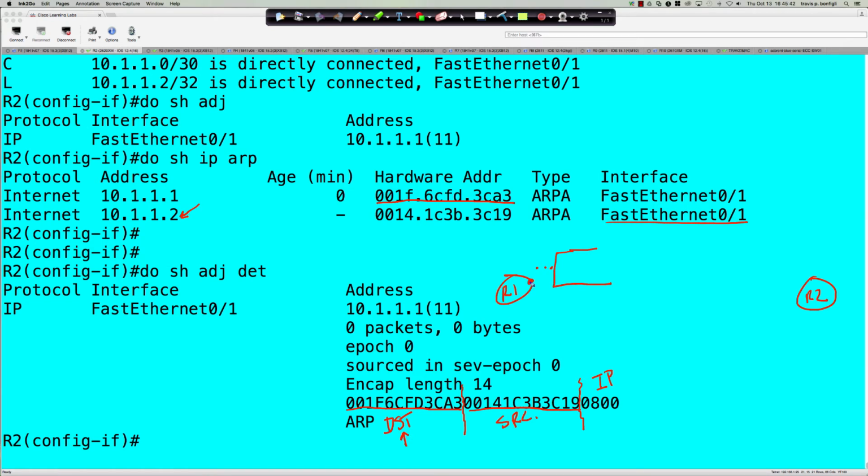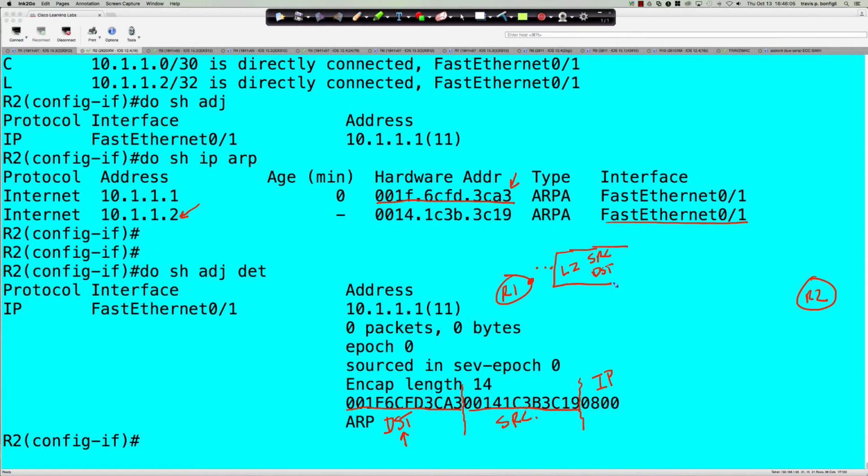Is that my Fast Ethernet 0/1 MAC address? Is this frame destined to me, my MAC address? And I've already got that information here on router 2, so when router 1 sends it over there, there is the layer 2 rewrite information. It's got the source and the destination.